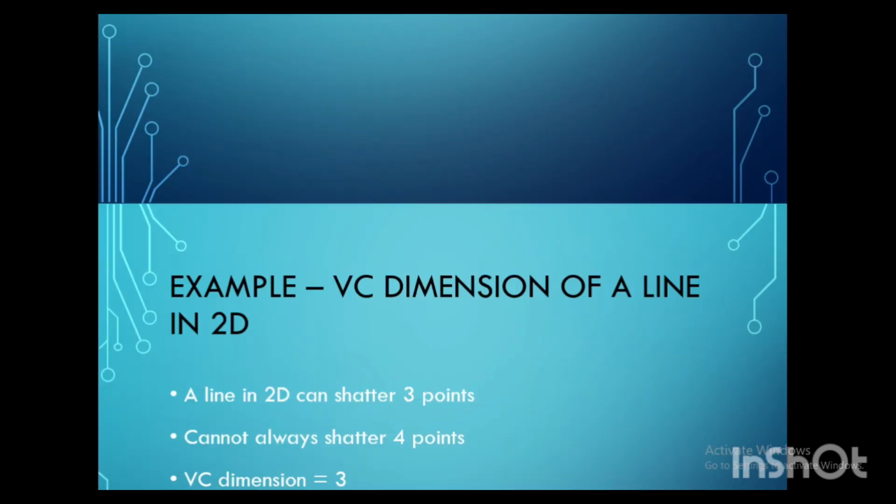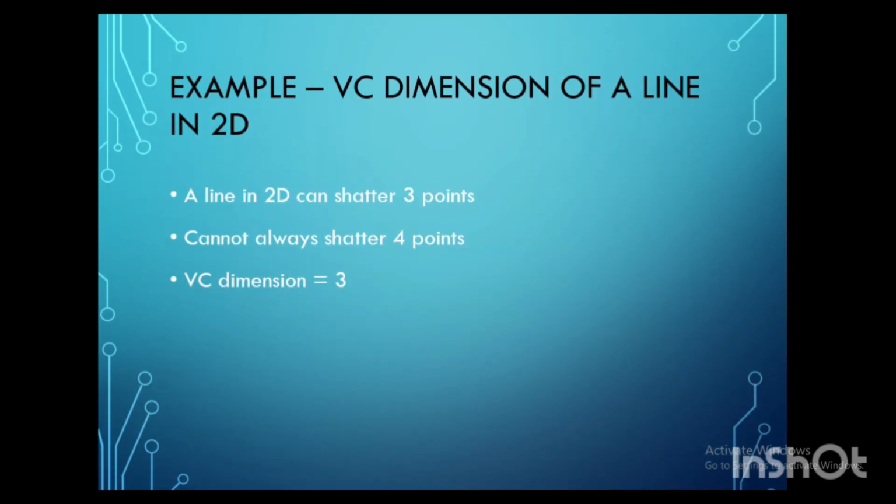Let's go with my fifth slide, which is VC dimension of a line in 2D. In 2D, a line, a linear classifier, can shatter any 3 points, but it cannot always shatter 4 points regardless of configuration, especially if they form a convex shape. Hence, VC dimension is equal to 3 for a linear classifier in 2D, so it classifies only 3 points in a 2 dimensional diagram.